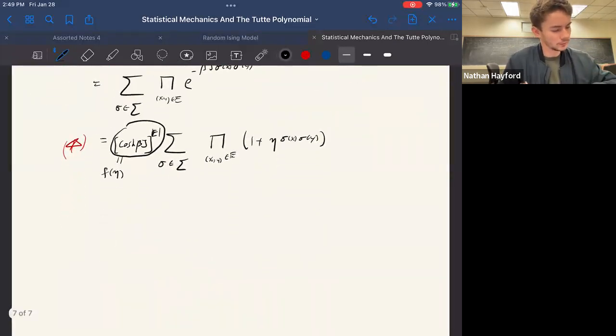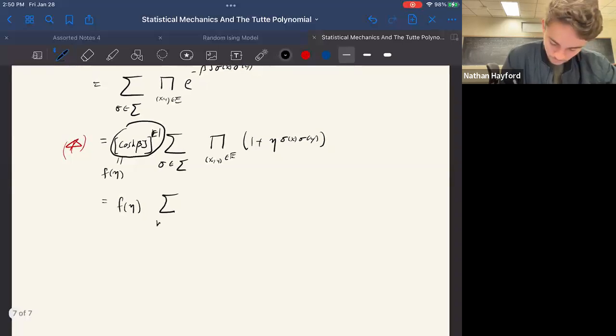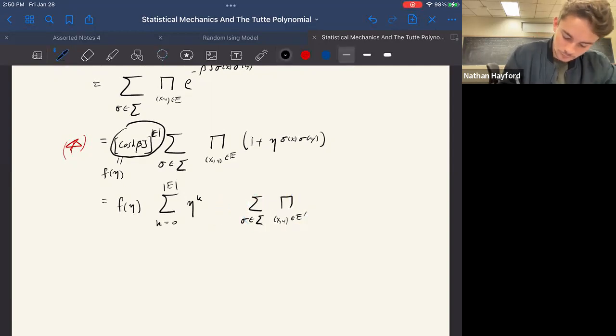Again, it's not super relevant. So I can rewrite this a little bit further as f of eta times, and here's something that looks a little bit more complicated, but it will take a moment's thought to realize that it's true. The sum from k equals 0 to the size of the edge set, eta to the k, the sum over all configurations, the product over edges in E prime. And this is a sum over E prime subset of E, one more sum.